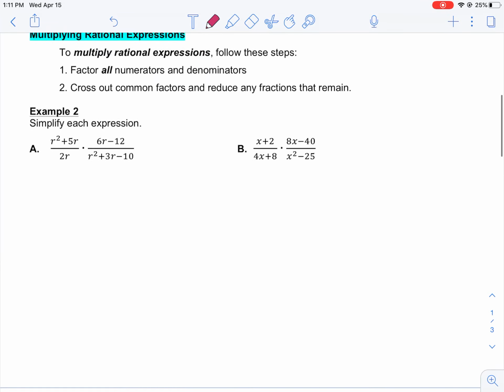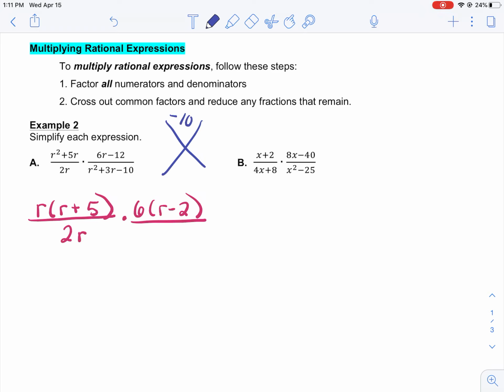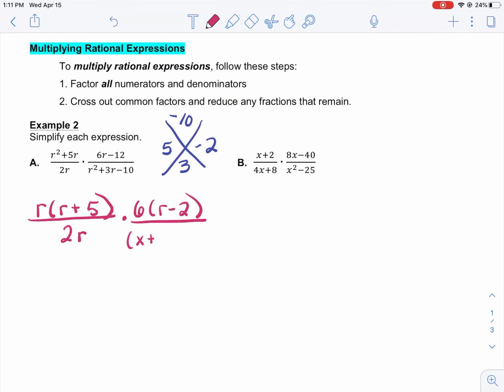Okay, so if we look at this first problem, r squared plus 5r, we can take out a GCF of r, and we're left with r plus 5. Okay, that first denominator, 2r, we can't do anything with that, so we're going to just leave it. 6r minus 12, we can take out a GCF of 6, and we're left with r minus 2. And then for the bottom, I'm going to go ahead and make a diamond. I need two numbers that multiply to give me negative 10 and add to give me 3. So I'm going to use 5 and negative 2. And so my denominator is x plus 5 times x minus 2.